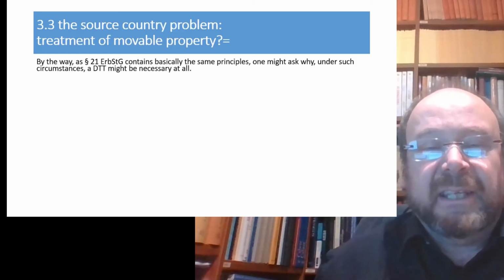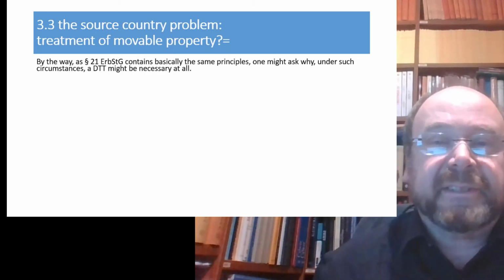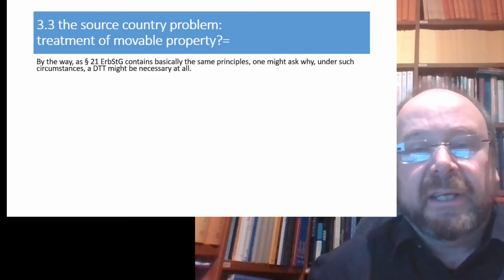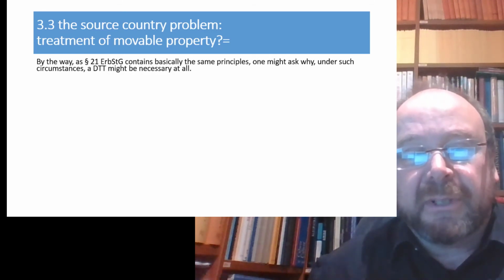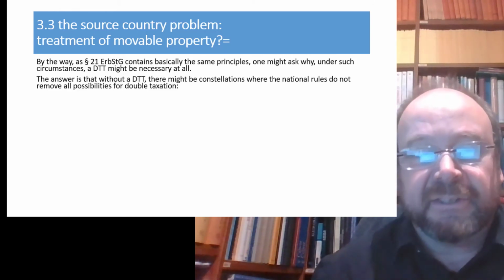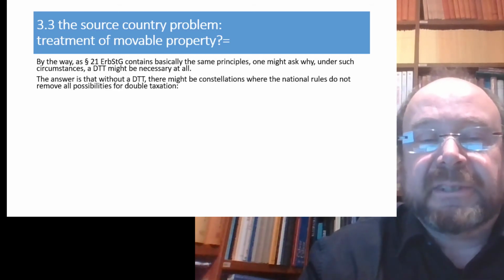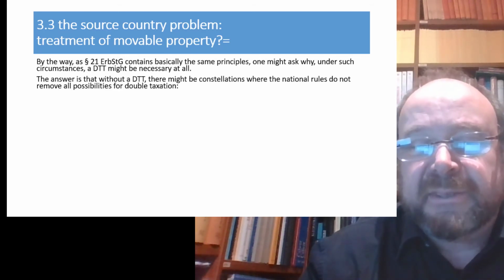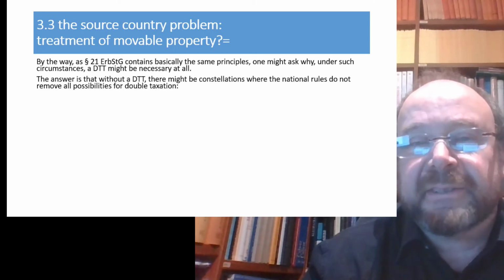And if that is the case, one might ask why, under such circumstances, a double taxation treaty is still necessary. Indeed, very often, the German state at least doesn't conclude a double taxation treaty. But, surprise, Section 21 of the Inheritance Tax Act is not sufficient to avoid double taxation. The answer is that if you have no double taxation treaty, there might be constellations where the national rules do not remove all possibilities of double taxation.